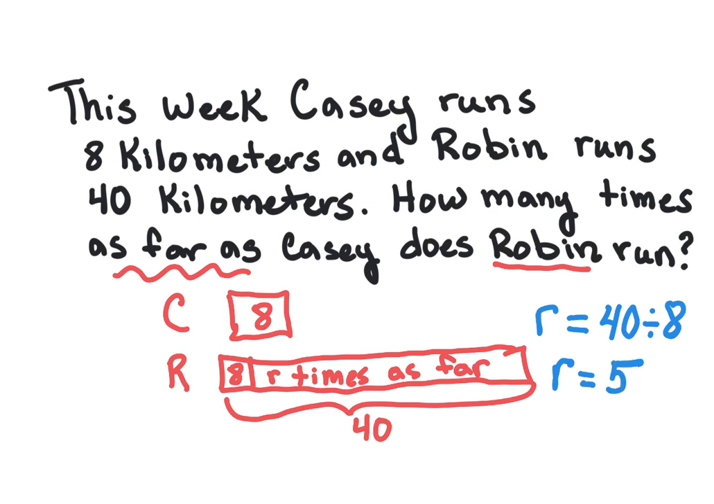So it's basically telling us that Robin runs 5 times as far as Casey. 5 times as far.